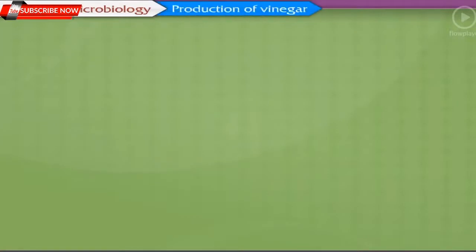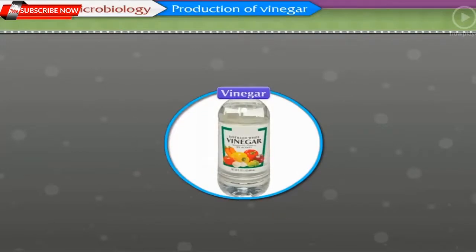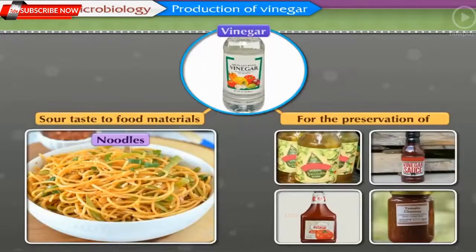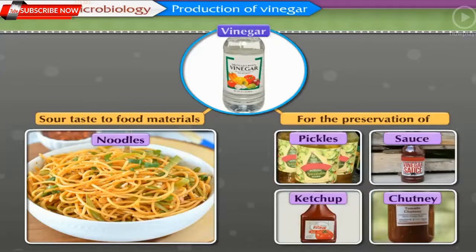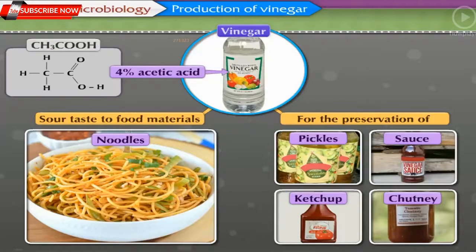Production of vinegar. Vinegar is used all over the world to impart sour taste to food materials and for the preservation of pickles, sauce, ketchup, chutneys, etc. Chemically, vinegar is 4% acetic acid, that is CH3COOH.